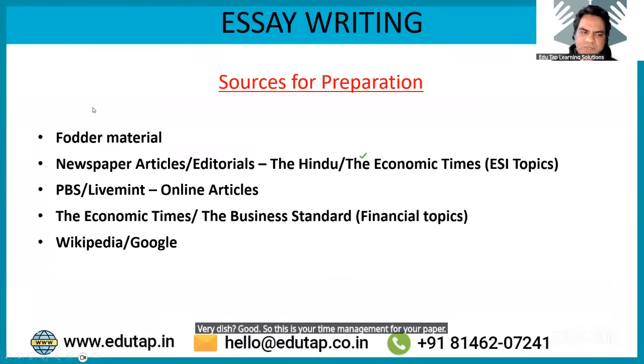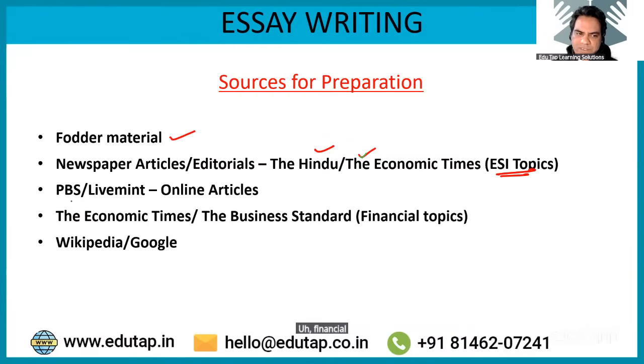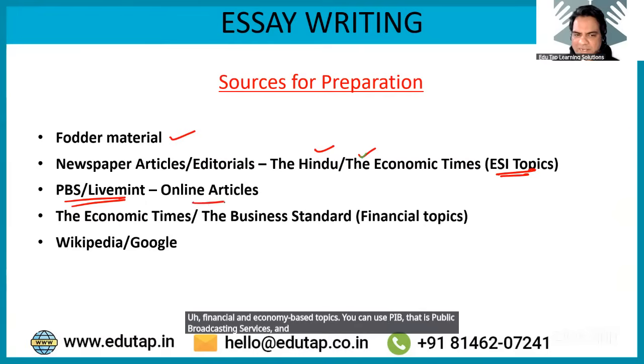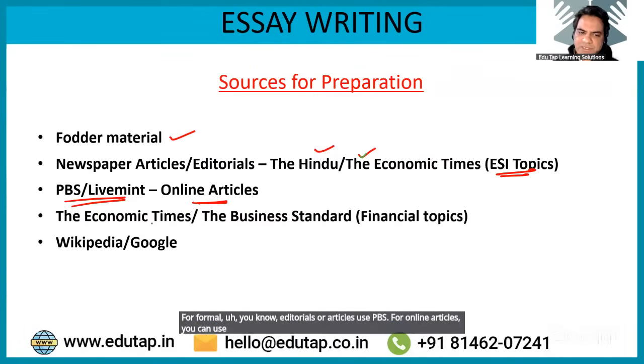Now, what are the sources that you can use, guys? First and the best source is your fodder material. But let's say you are preparing on your own. For newspaper editorials, use The Hindu for your economic and social issues. Use the Economic Times or Business Standard for your financial and economy-based topics. You can use PIB and Live Mint for any online article, anything that has been laid out by the government. For formal editorials or articles, use PBS. For online articles, you can use LiveMint. And for financial topics, use either Economic Times or the Business Standard.